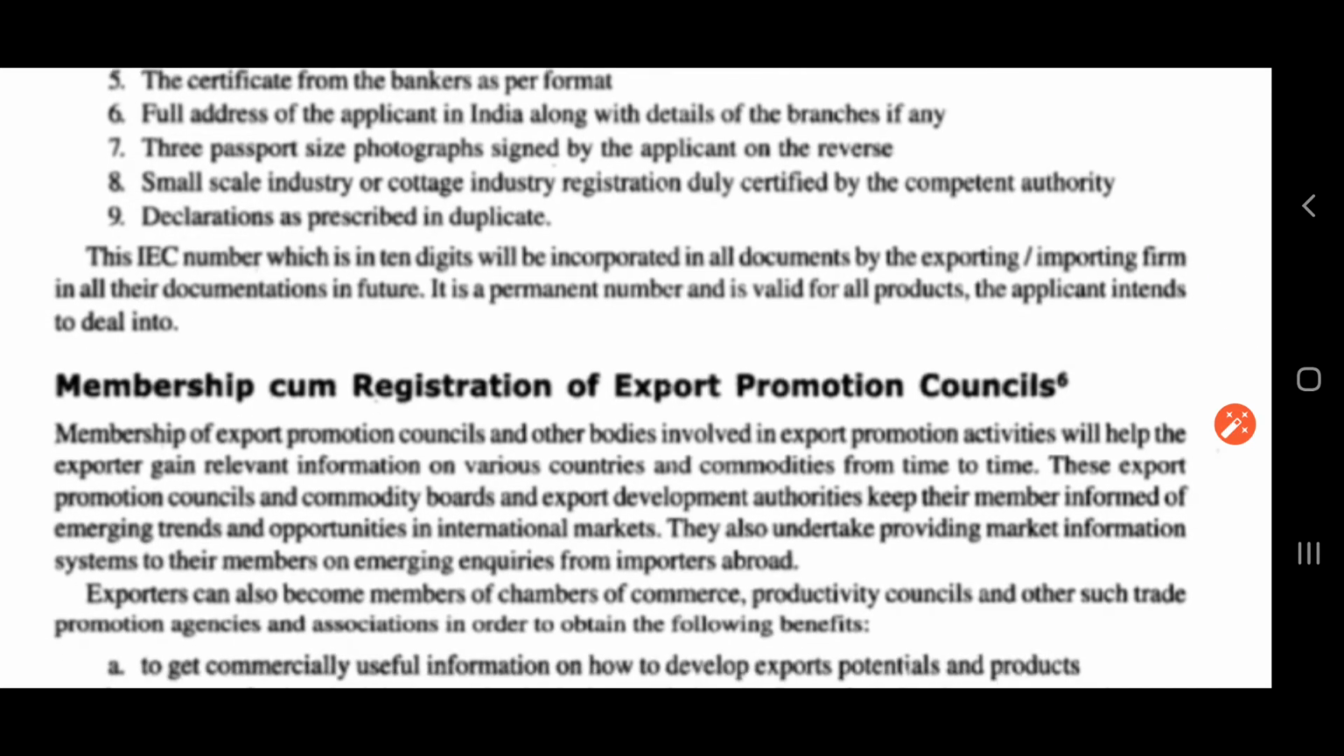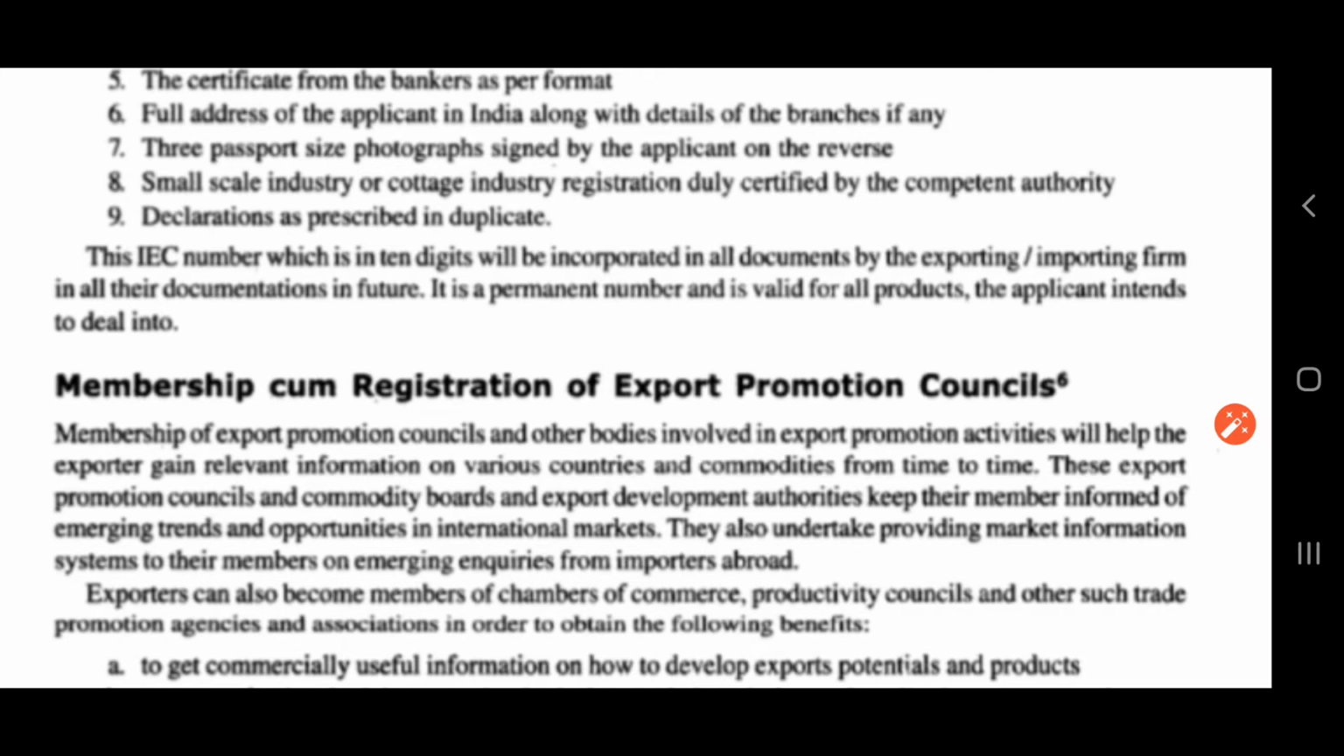The major intention of this EPC is to help the exporter gain relevant information on various countries and commodities from time to time. Whatever information is provided will not be standard for all time. It changes all the time, so whatever updations there are will also be shared with all its members, which is very beneficial to all the members. That is why exporters should get membership in these export promotion councils.